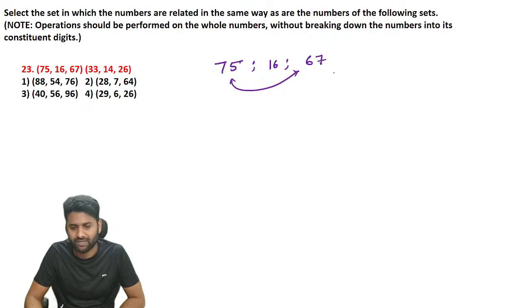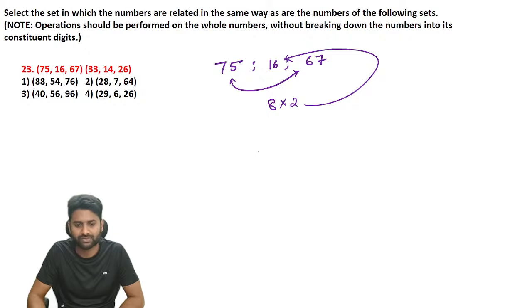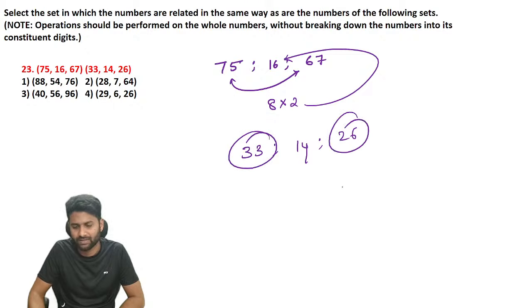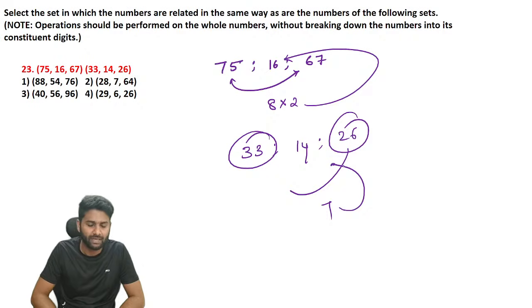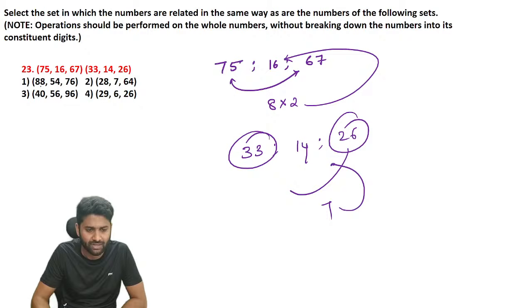So here 75 and 67, the difference is 8. 8 into 2 is equal to 16. Same way 33, 14, 26. 33 and 26, the difference is 7, double of 7 is 14. So there is one logic which follows the same condition here. You can check the options.